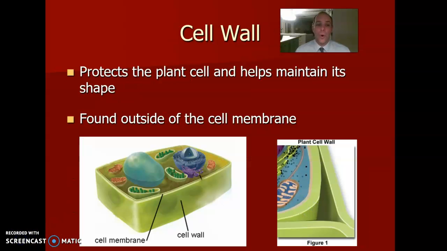That brings us now to the cell wall. The cell wall protects the plant and helps maintain its shape. Animal cells do not have a cell wall. Plants have a cell wall. It's found outside of the membrane and gives it its rigid structure. When you crunch a leaf or you snap down a piece of celery, you're snapping through the cell wall.